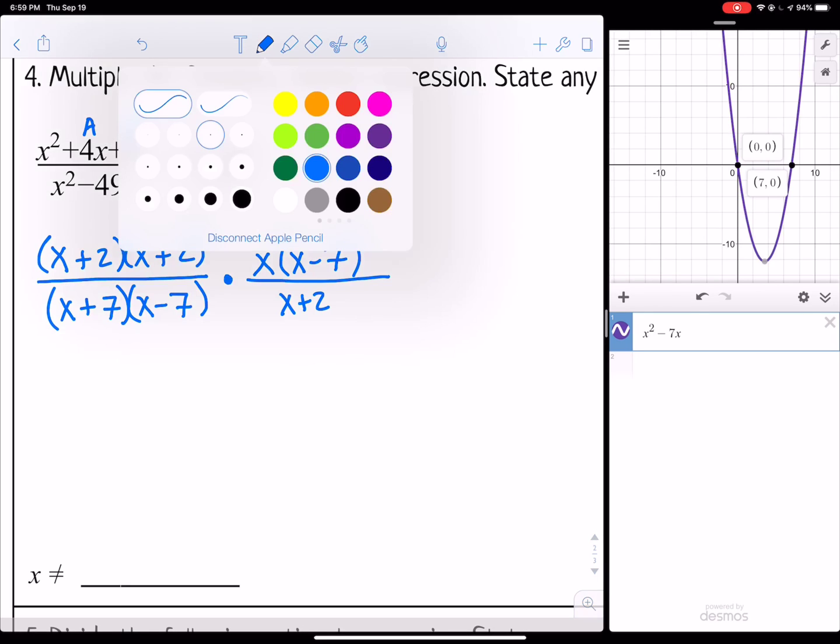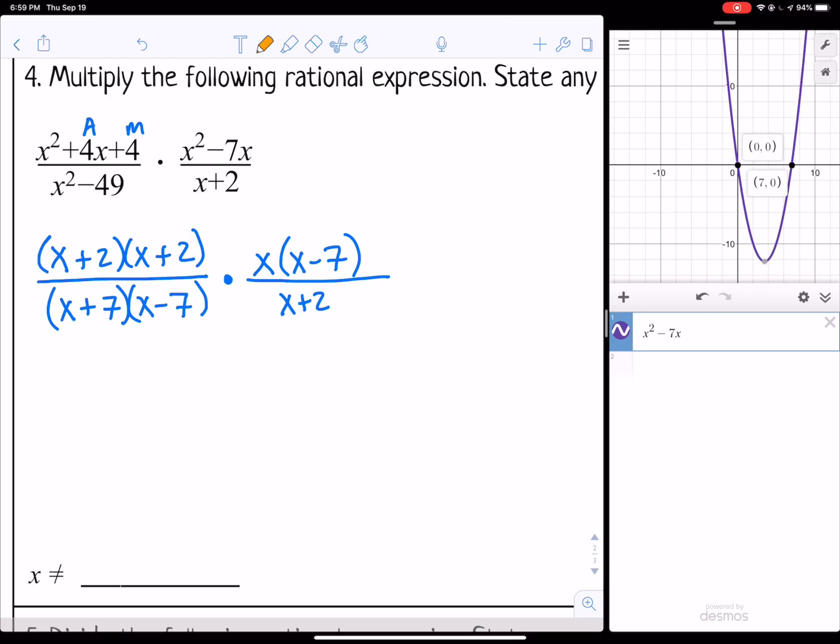Now that I have everything factored, I'm going to cancel common factors. So I have an x plus 2 at the top and x plus 2 at the bottom. Got x minus 7, top and bottom. And that is it. So go ahead and write down that where x plus 2 equals 0 is a restricted value. So I'm going to write -2 down there because that's where those factors would have equaled 0. And then where x minus 7 equals 0 would also be restricted, which is at positive 7.